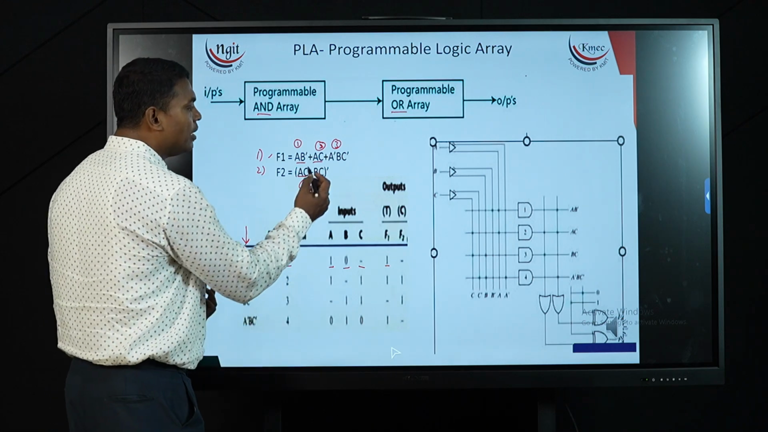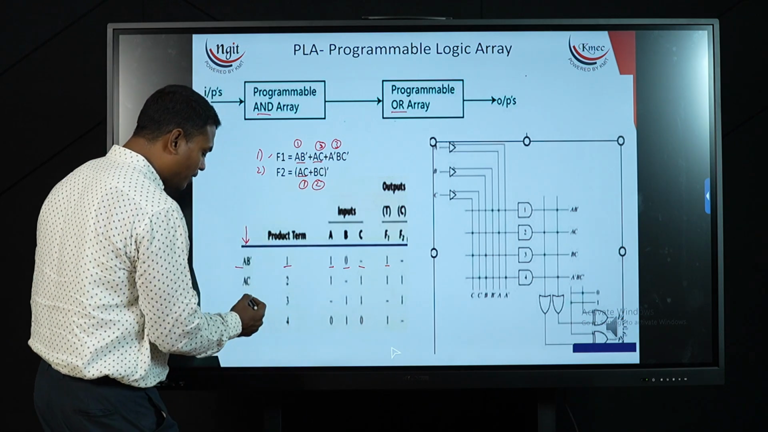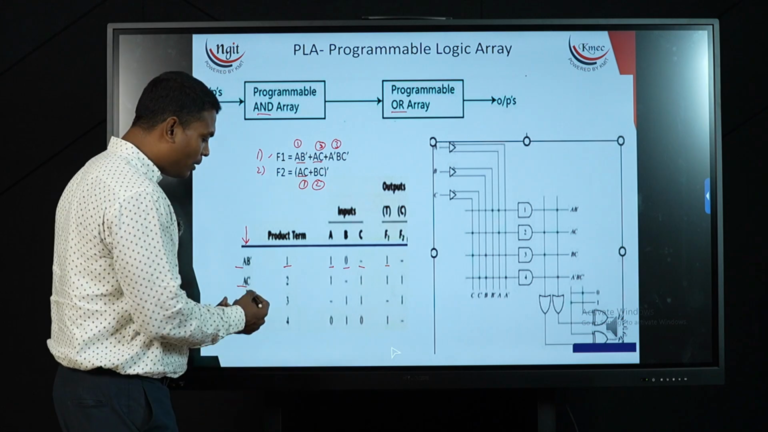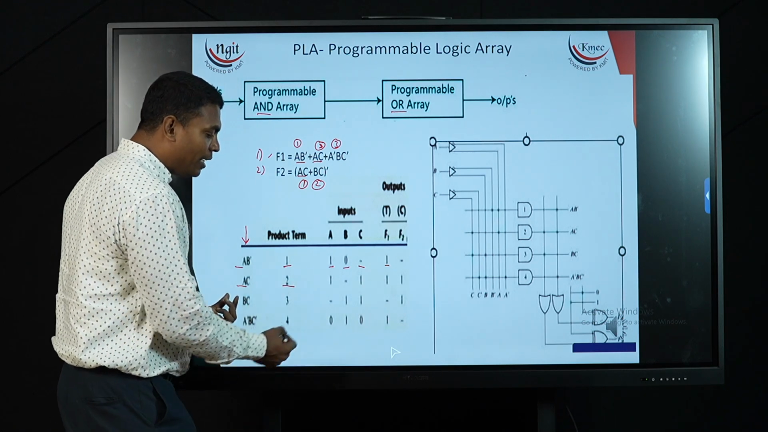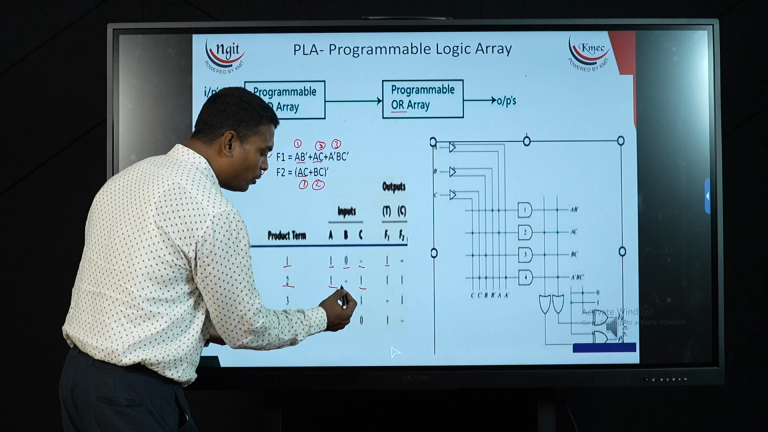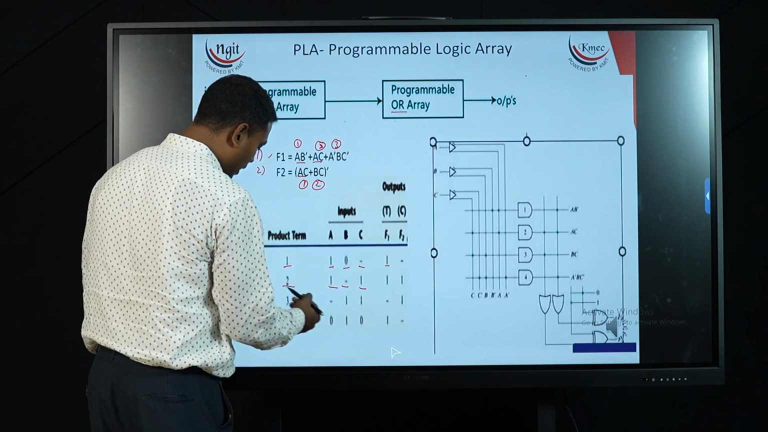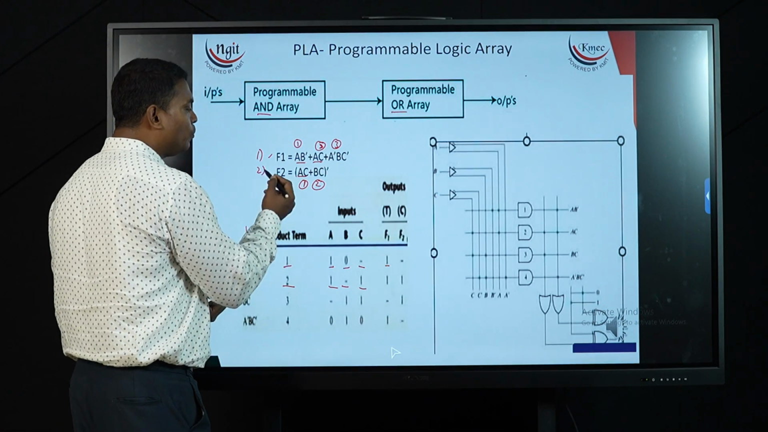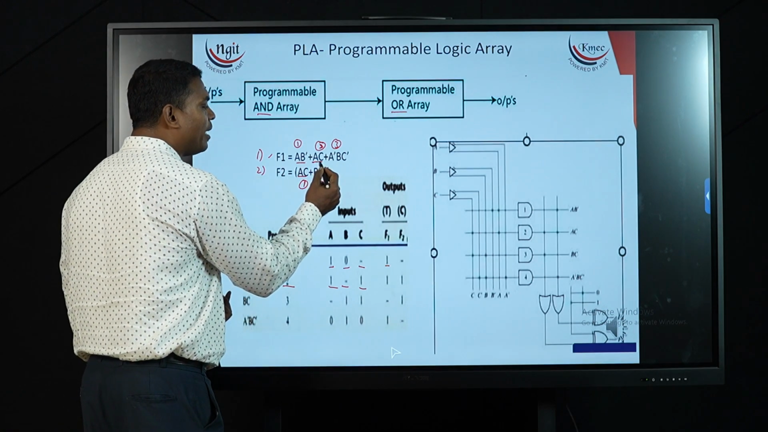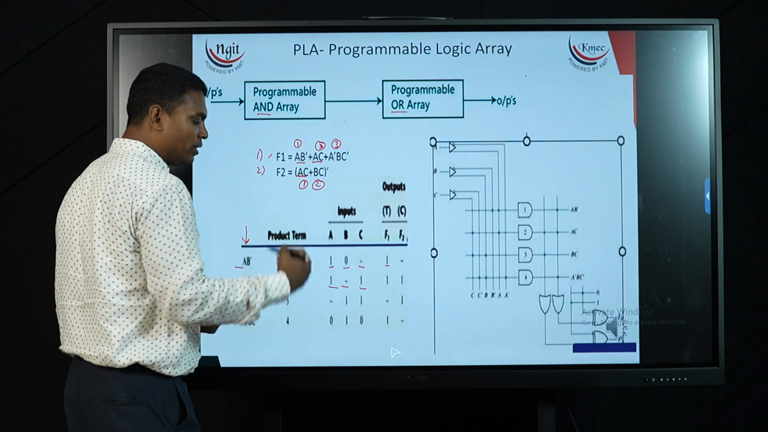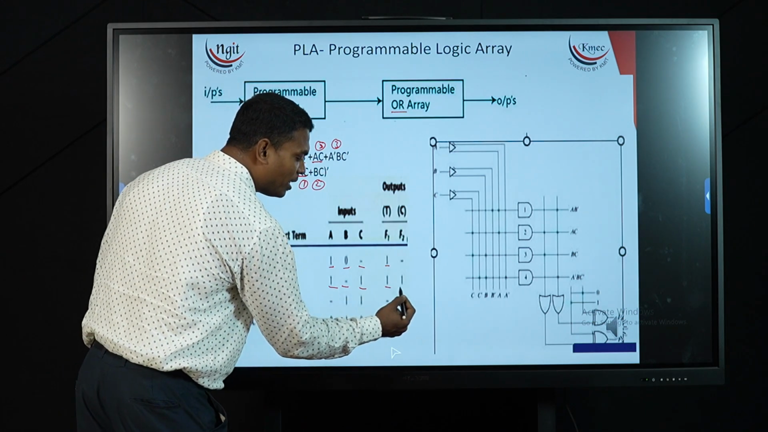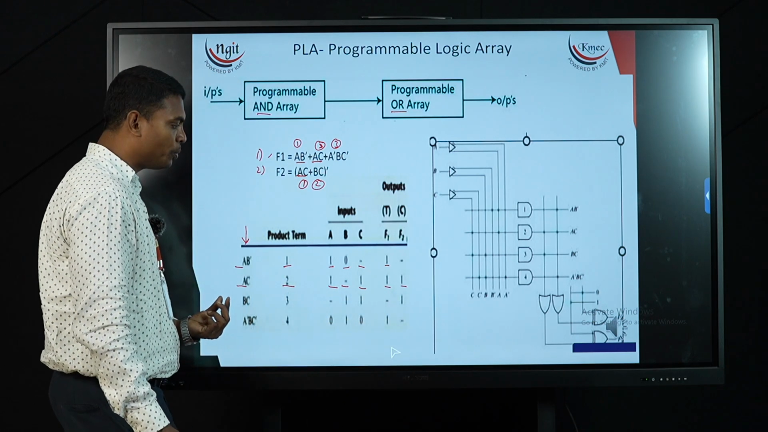Next, come to the second product term, AC. So A and C as second product term. A is present, C is present. I don't have B value, so hyphen for B value. So this AC is present in two functions. I am having AC product term under F1 function as well as F2 function. So both functions need to be represented as 1 and 1 at the output level.